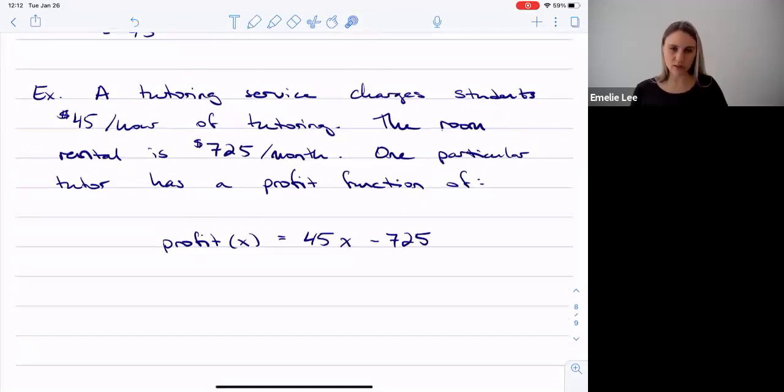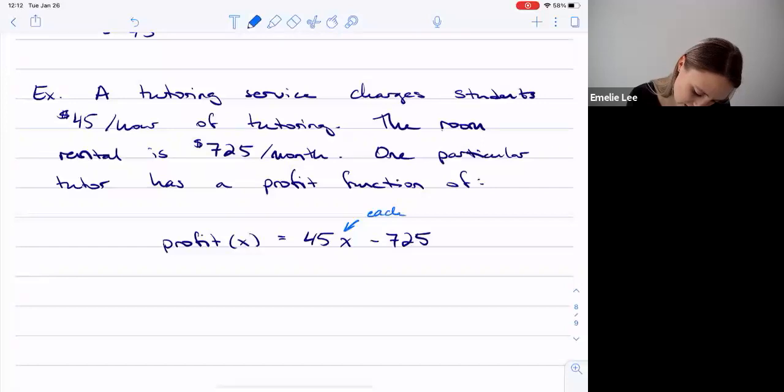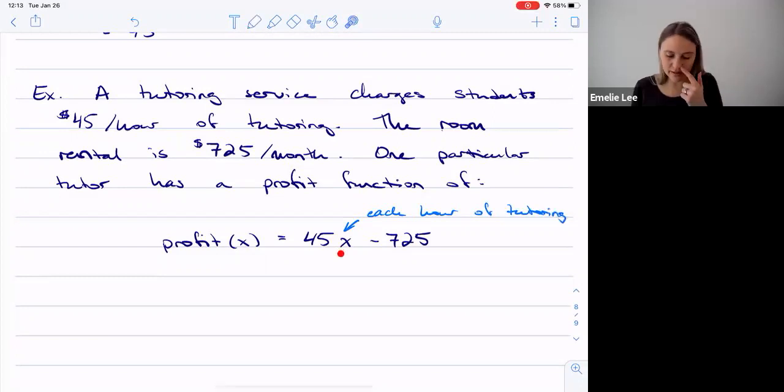What we're eventually going to work towards is building this profit function, right? So given this word problem, we're going to be able to build this profit function. So they're making $45 per hour. So x is each hour of tutoring. But then regardless of how many hours of tutoring they do, they still have to pay this $725, right?